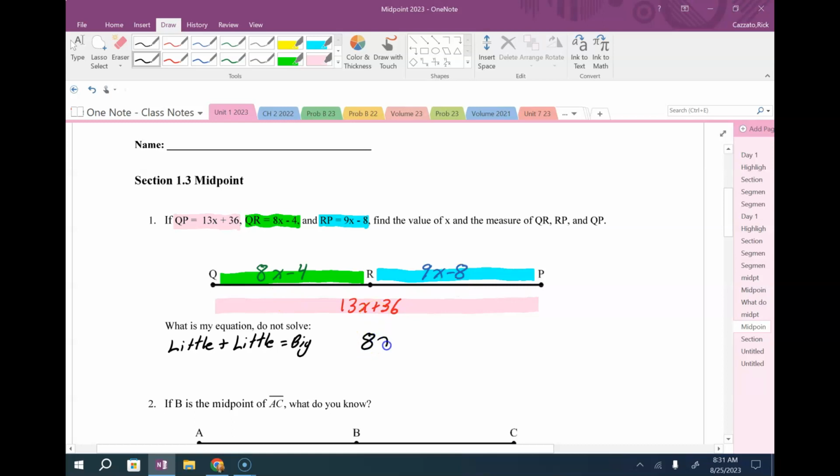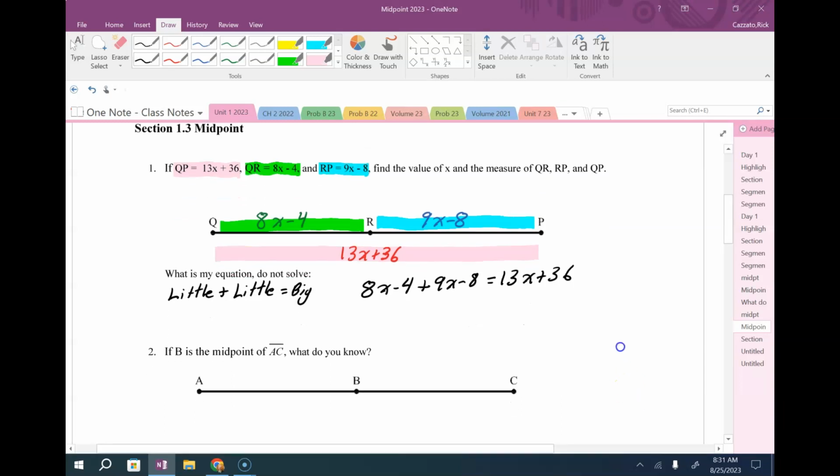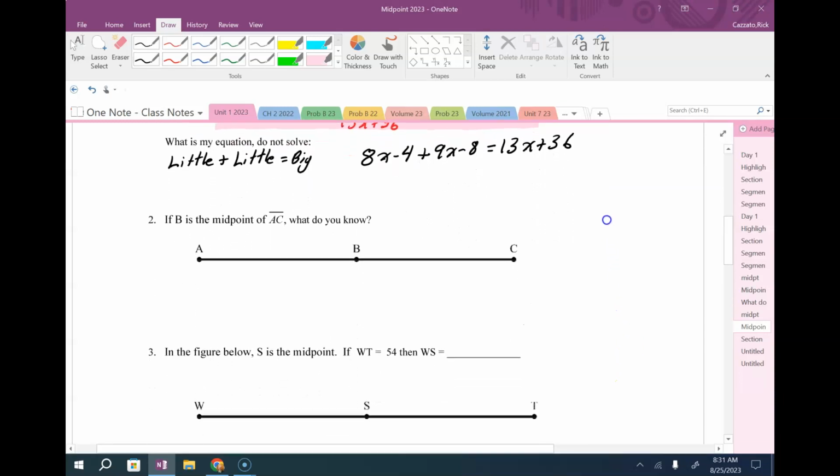So the equation we would write on our exam would be 8x minus 4 plus 9x minus 8 is equal to 13x plus 36. And yesterday we solved the equation, so we're going to save some time by not solving that equation. So today's learning target, as I said, was talking about midpoint.